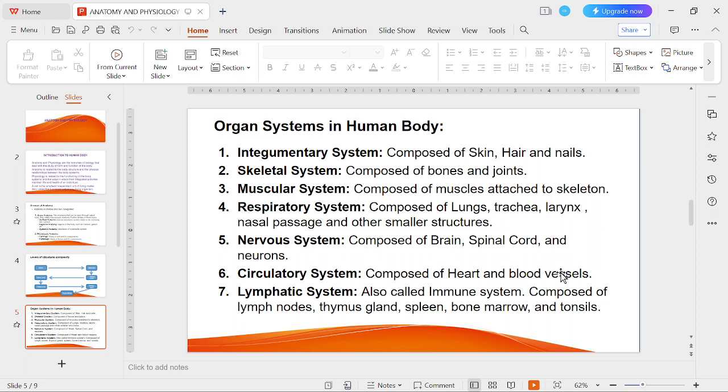Fifth is the nervous system, which is composed of the brain, spinal cord and nerves. There is only one spinal cord. Neurons are the smallest unit of the nervous system. Sixth is the circulatory system, which is composed of the heart and blood vessels. Seventh is the lymphatic system, also called the immune system. This is composed of lymph nodes, thymus gland, spleen, bone marrow and tonsils. All these organs are responsible, directly or indirectly, for the immunity of the human body.